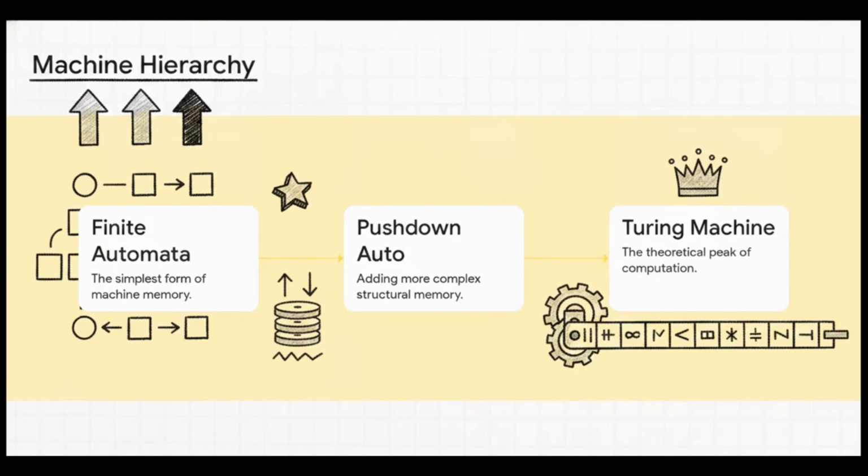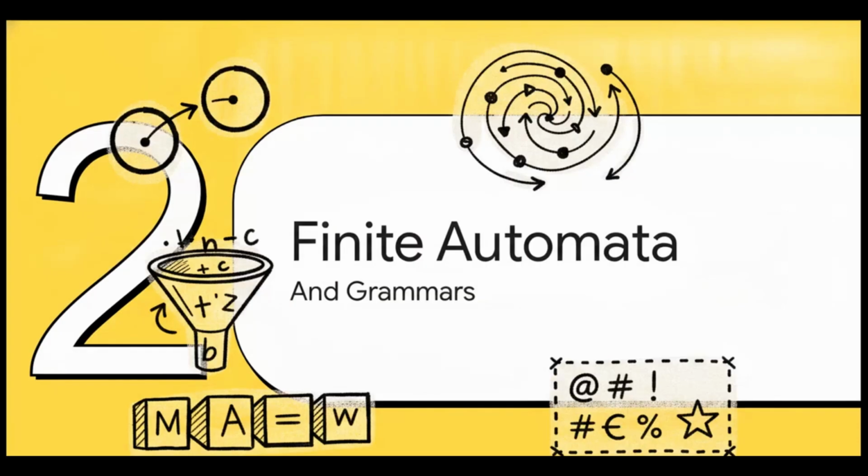Now, this is our escalation sequence. Throughout the course, we're basically going to keep leveling up our computational models following what's known as the Chomsky hierarchy. We start at level 1 with finite automata, which is the absolute simplest form of machine memory. From there, we graduate to push-down automata to add some complex structural memory, and then we hit the theoretical peak of computation, Turing machines. Section 2, Finite Automata and Grammars.